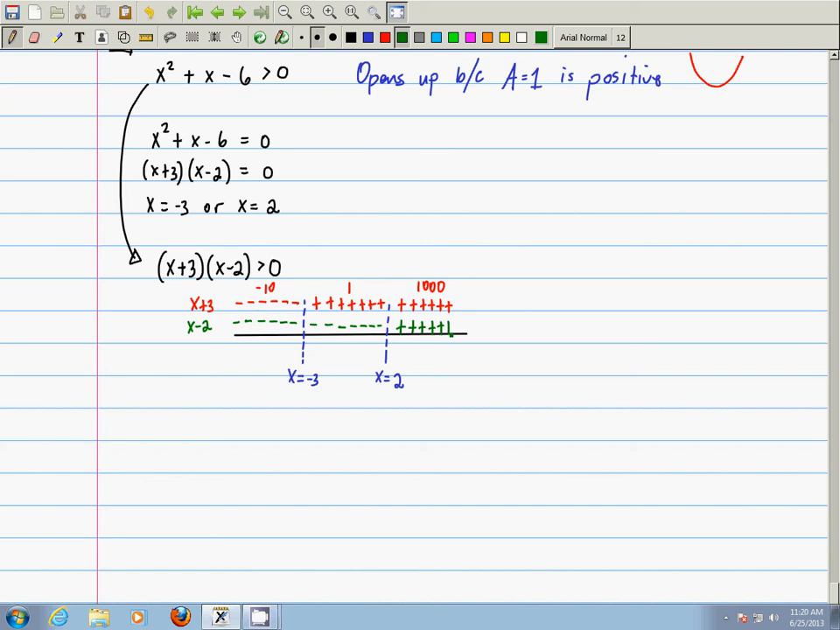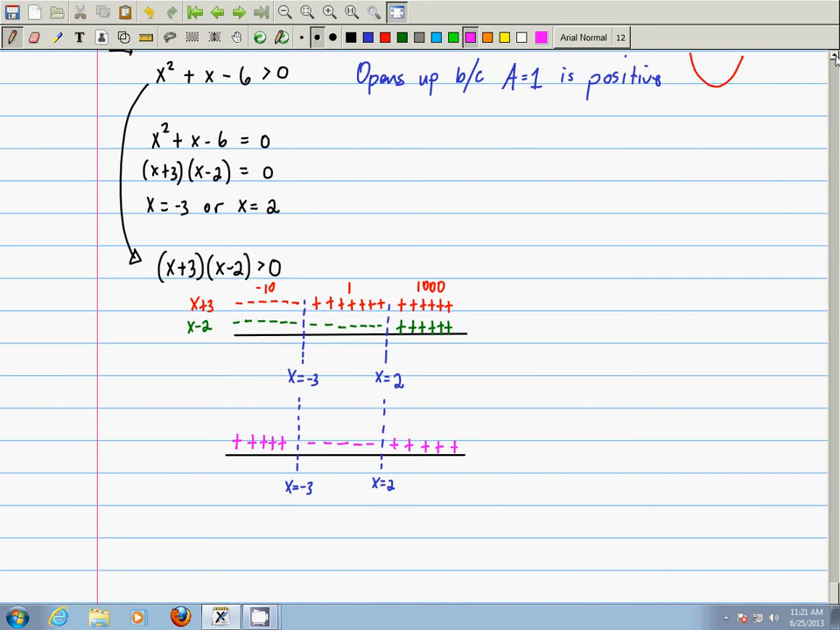Okay, so now we consider products. So the overall product, right, the product of two negative things is what? Positive, right? So this will be positive. Okay, and how about the product of positive and negative? What will this be? Negative. And then the product of positive and positive will be? Positive. So now what we've done is we've figured out the sign of each of these things.